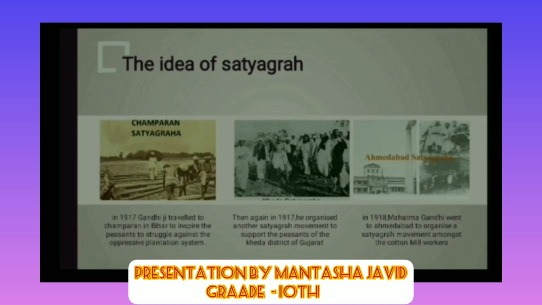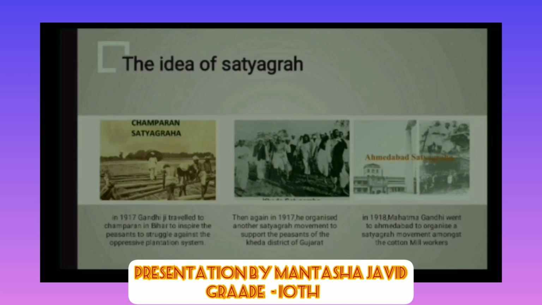In January 1915, Gandhiji returned to India from South Africa with the idea of Satyagraha. Satyagraha means fighting without using any weapons, by following the path of truth and in a peaceful manner. In South Africa in 1906, Gandhiji organized his first Satyagraha movement against the racist system. Gandhiji started the first Satyagraha movement in India in 1917 in Champaran, Bihar. It was in favor of the indigo farmers, and Gandhiji inspired peasants to struggle against the oppressive plantation system.